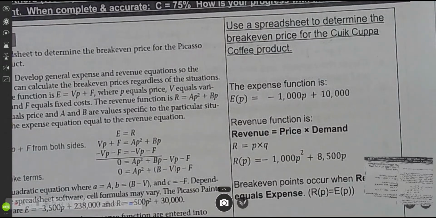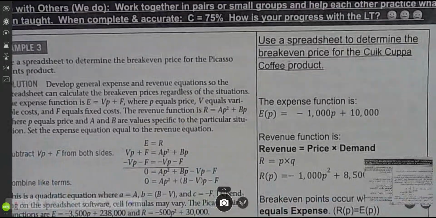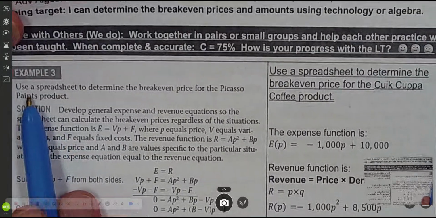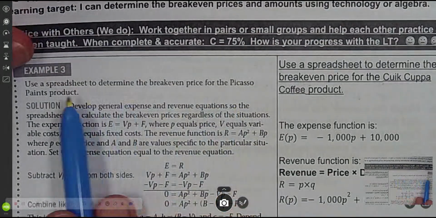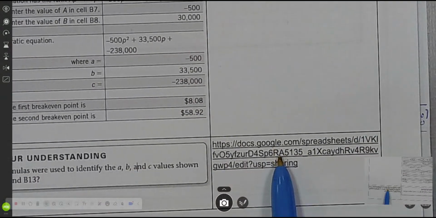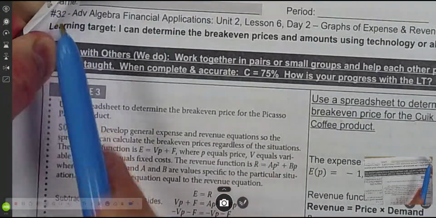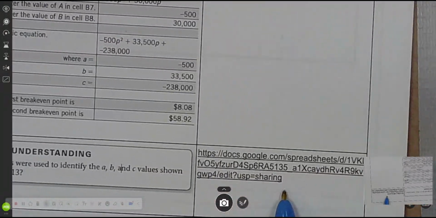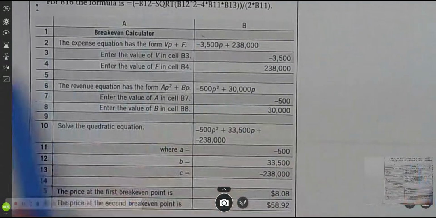All right. So they're using a spreadsheet. The problem they're saying is use a spreadsheet to determine the break-even price for the Picasso paint product. If you have a Chromebook, if you want, right now you can use this link right here in Google Classroom. Go to lesson number 32, Google Classroom. In there, in a document tab, there'll be a spreadsheet. Make your own copy. The spreadsheet will have these things here.